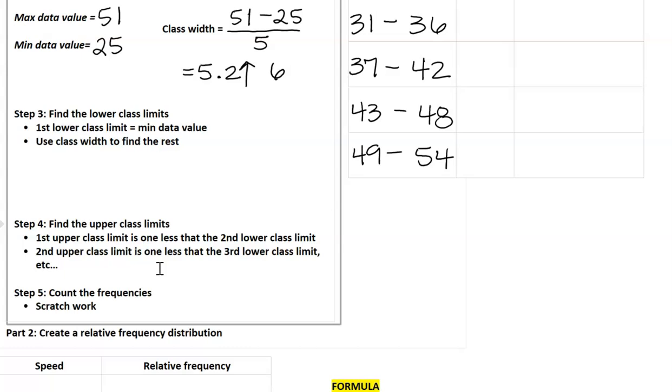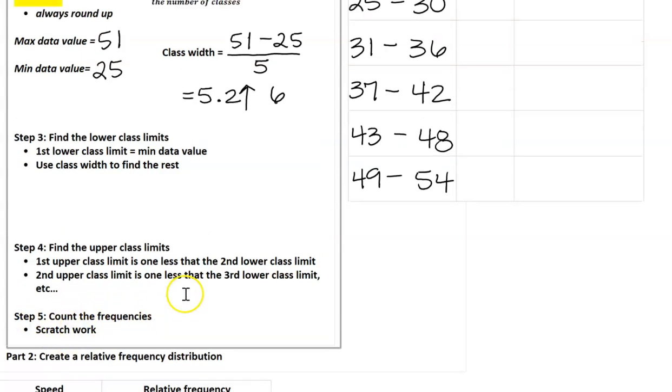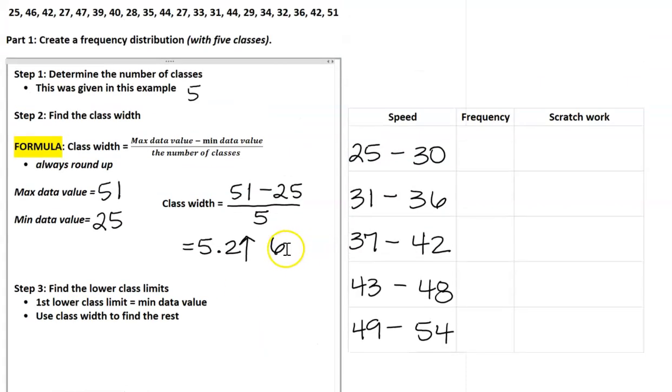We are now ready to move on to step 5, which is to count the frequencies. And that is why I have this last column of scratch work in this table. We will use the scratch work section to keep track of how many speeds fall into these different classes. Starting with the first class, we are going to go through the list and grab all of the speeds that are between 25 and 30 miles per hour, including 25 and including 30. Those two numbers are included in this class.